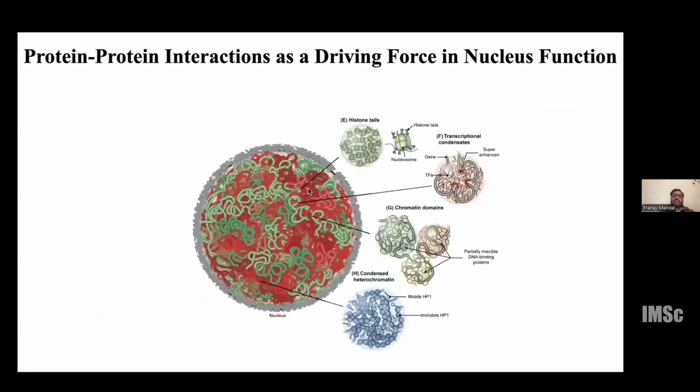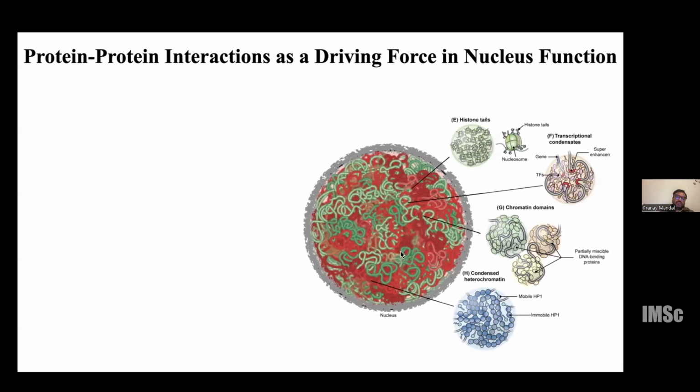Now, most of the co-condensation work that we see in the literature is related to the inside of the nucleus, where different proteins can loop the DNA. For example, they can loop the enhancer region to initiate transcription, and other proteins like HP1 can compact or decompact the chromatin inside the nucleus.